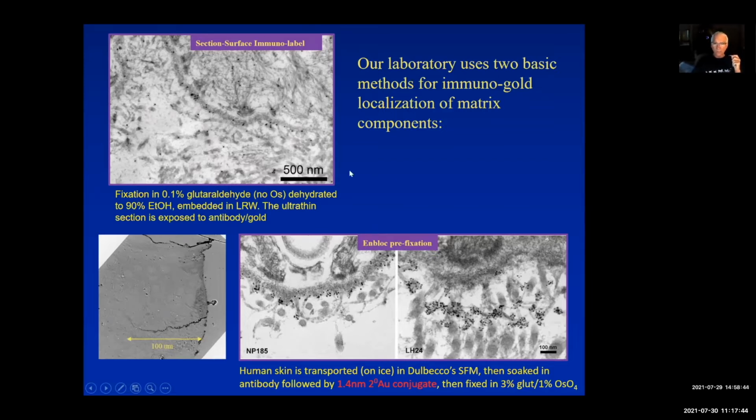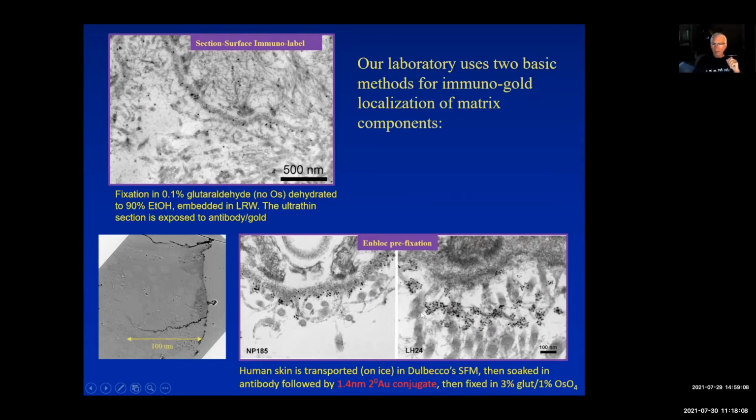that section surface. Another mechanism that we use most commonly for skin is to simply diffuse primary and secondary gold conjugates into the tissue. This would be into unfixed tissue. And then once the incorporation is in place for both primary and secondary antibody, we would fix the tissue and embed it into Spurr's epoxy.